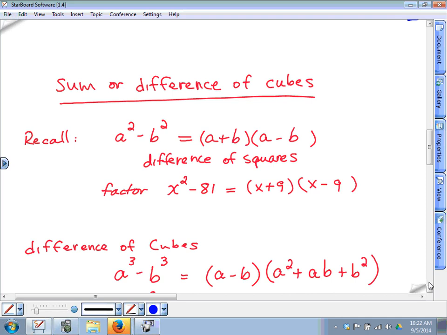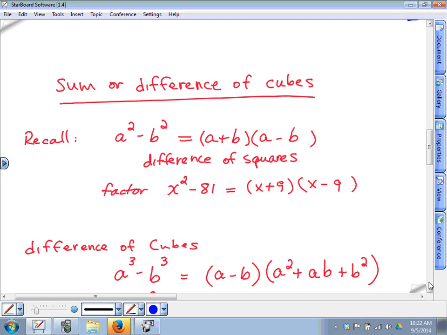If you're subtracting two perfect cubes, like question number 14, for example, x cubed minus 8. You guys are very, very good at perfect squares, and that's awesome. 9 is a perfect square. 25 is a perfect square. 121 is a perfect square. You guys know all those. You need to become equally as familiar with perfect cubes, like 8.